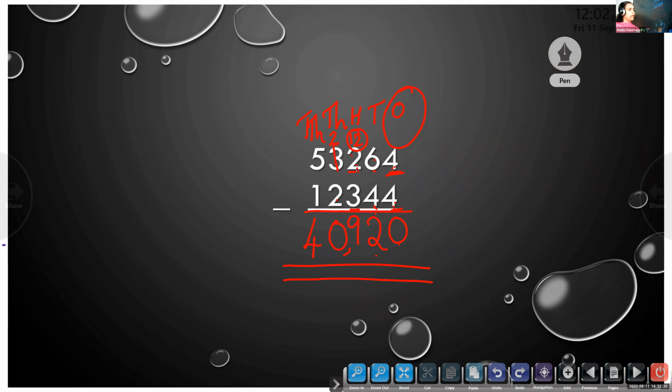Here the number on the top, that is 2. You cannot take 3 from 2. So what you will do? You will regroup and borrow. So that 3 from the number before, we are taking 1. So that 2 becomes 12. 12 minus 3, you got 9. Here 2 minus 2, 0. 5 minus 1 is 4.